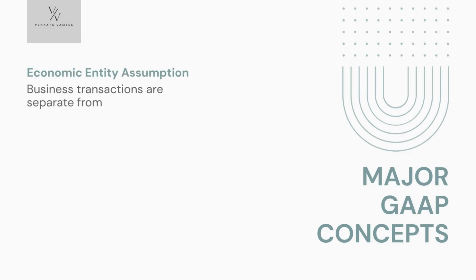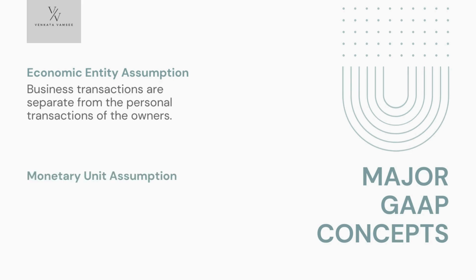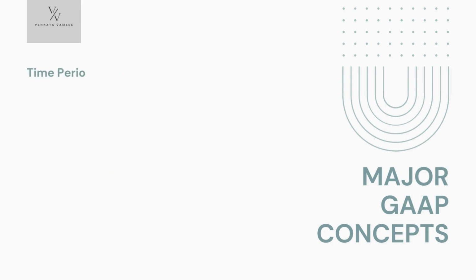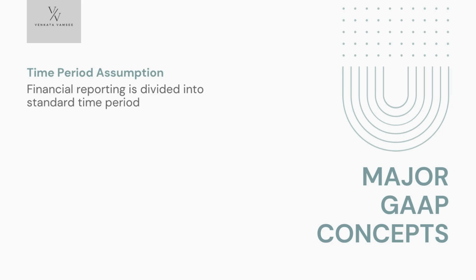Major GAAP concepts. Economic entity assumption: business transactions are separate from the personal transactions of the owners. Monetary unit assumption: all financial transactions are recorded in a stable currency. Time period assumption: financial reporting is divided into standard time periods such as months, quarters, or years.